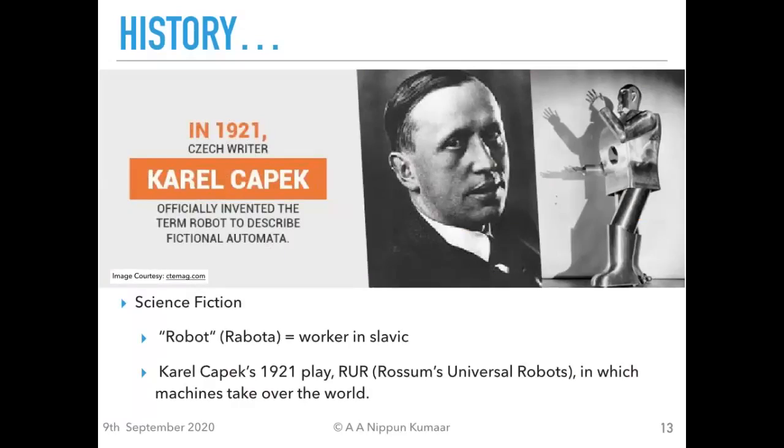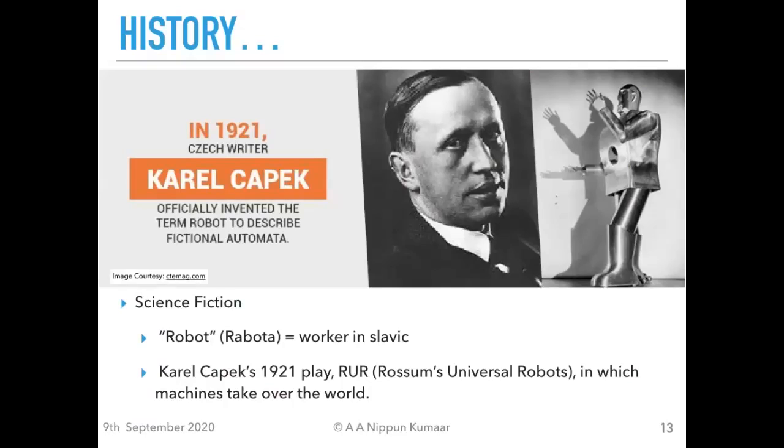It is a play called Rossum's Universal Robots. That play went like this. A person builds his own robot for his helping purpose. Finally, the robot takes over the world. That is how the play ended. So that is the first official usage of the word robot. After that, it got picked up.